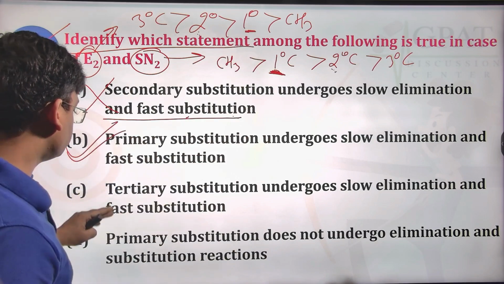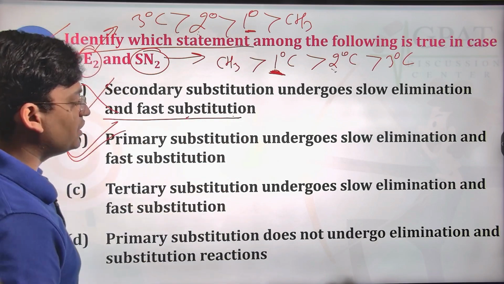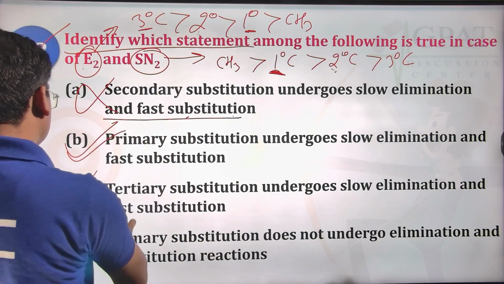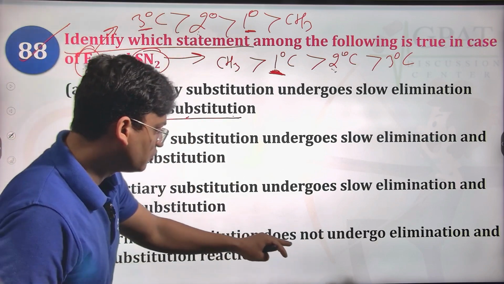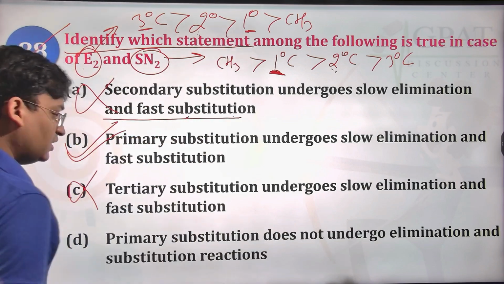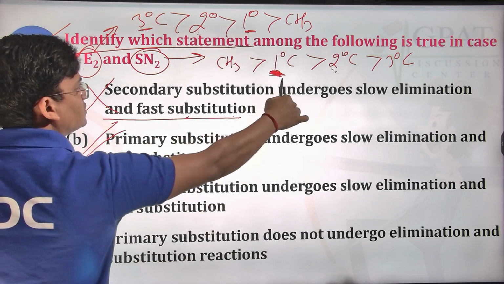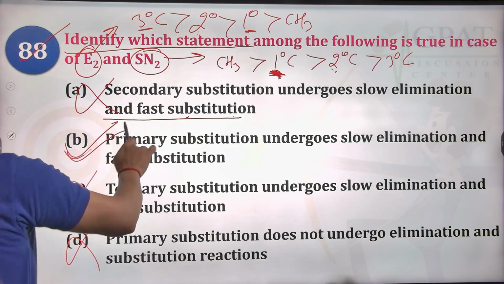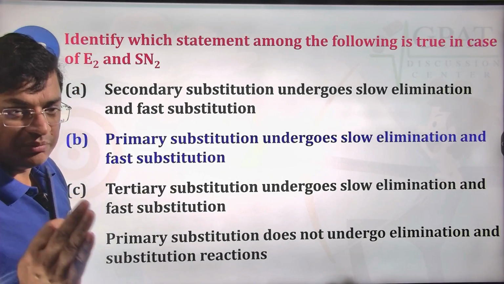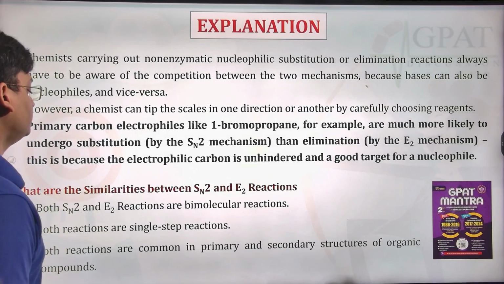Let's move to the other options as well. Tertiary substitution undergoes slow elimination? No, fast elimination, this is wrong. Primary does not undergo elimination and substitution? No, it undergoes substitution very fast, so this is also wrong. So yes, B is the right answer for this question.